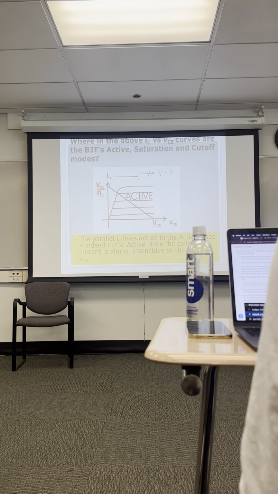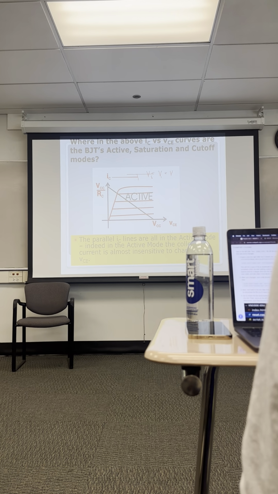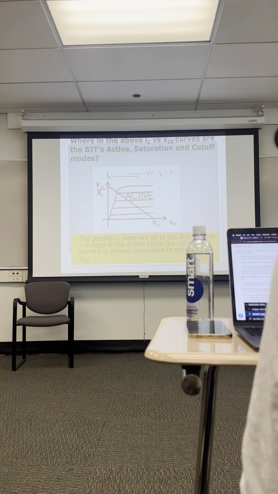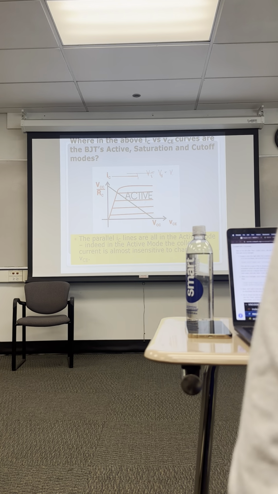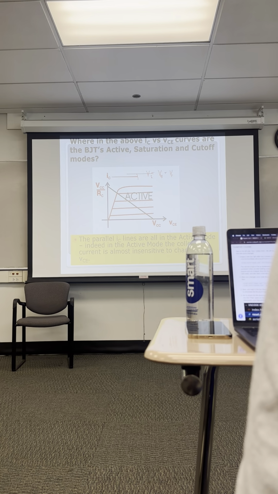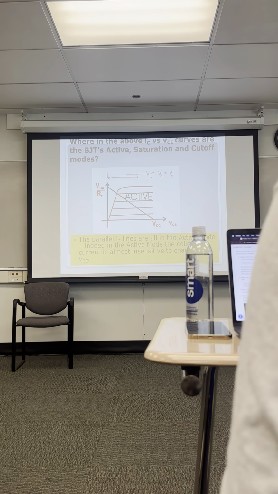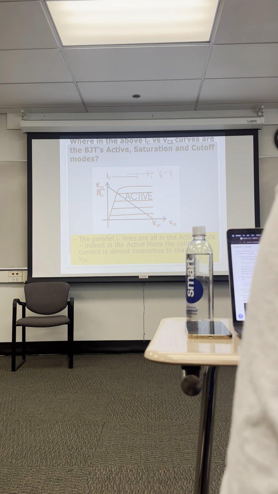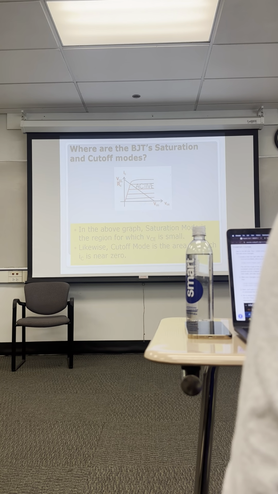So it would say V sub emitter, I don't know, is less than V sub base, is less than V sub collector. So that's a simple expression for an NPN transistor. Emitter voltage is less than base voltage, and base voltage is less than the collector voltage. And that's called the active mode.